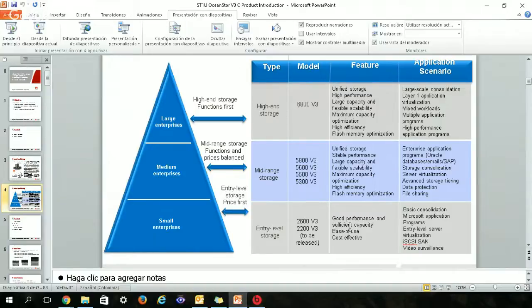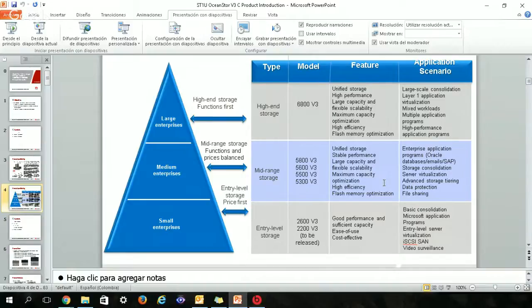Some of the features of the entry level are that it has good performance, sufficient capacity, ease of use, and cost effectiveness. This is just for small enterprises. For the medium enterprises, some of the features that we have are unified storage and stable performance, large capacity and flexible scalability, maximum capacity optimization, and highly efficient flash memory optimization. Some of the applicable scenarios are enterprise application programs like Oracle, databases, emails, apps, storage consolidation, server virtualization, advanced storage tiering, data protection, and file sharing.